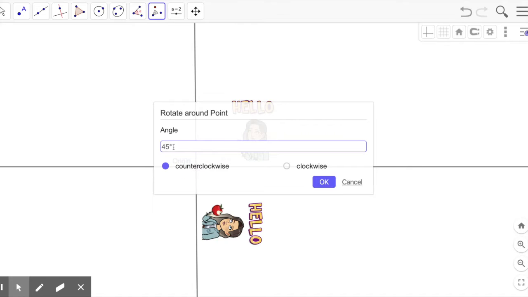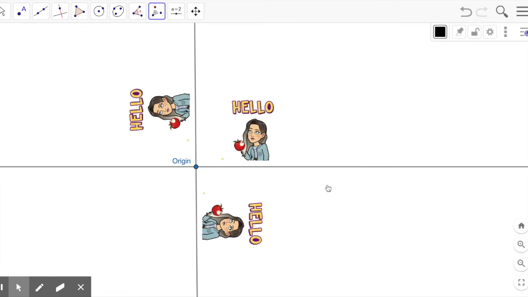Okay? So now we want to do 90 degrees counterclockwise. When we go counterclockwise, we start at that straight up and down Bitmoji, and we rotate it 90 degrees to the left. That is counterclockwise. So as you can see on the left in quadrant 2, that is counterclockwise.